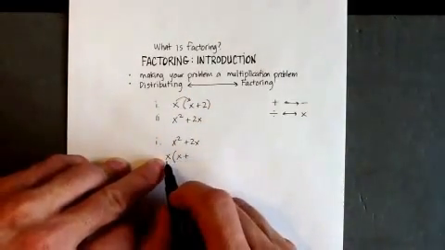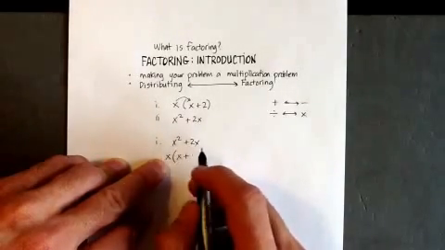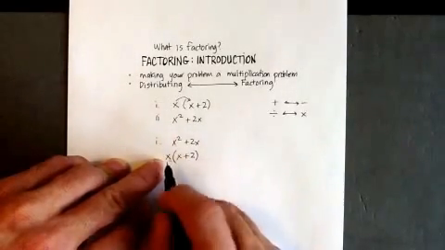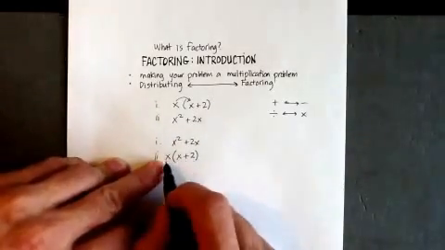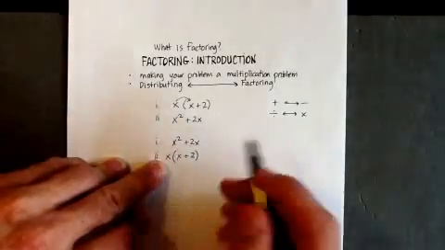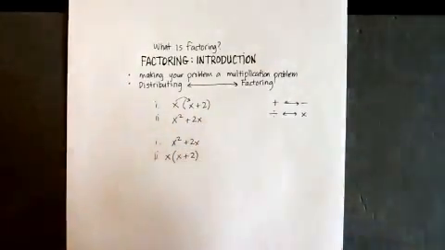Plus, what times x gives me 2x? And the answer would be 2. So you'd say x times 2 is 2x. Go ahead and check it. Sure enough, that times that, and that times that gives you the original problem again. So I just went ahead and factored that.